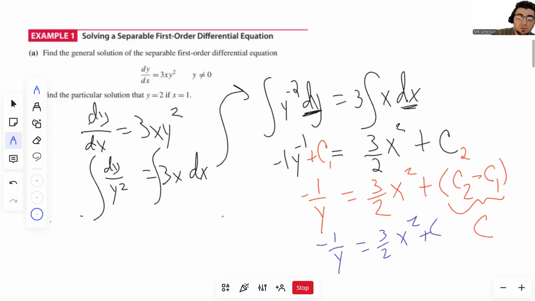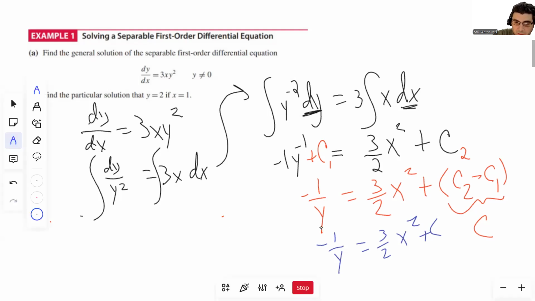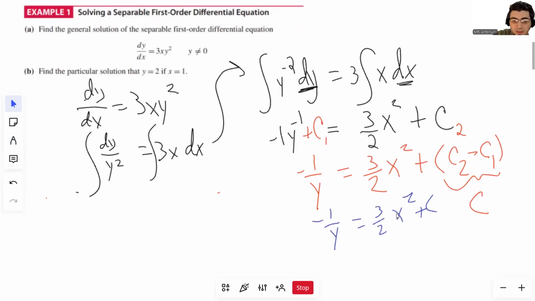Okay, so this is the general solution, and it can be written in many equivalent forms. And the domain of this general solution is restricted to all points x and y where y is not equal to 0. And the reason y can't be equal to 0 is because y is in the denominator here. Now, sometimes they might ask you to solve it as a function of y, and then we would have to solve this equation for y.